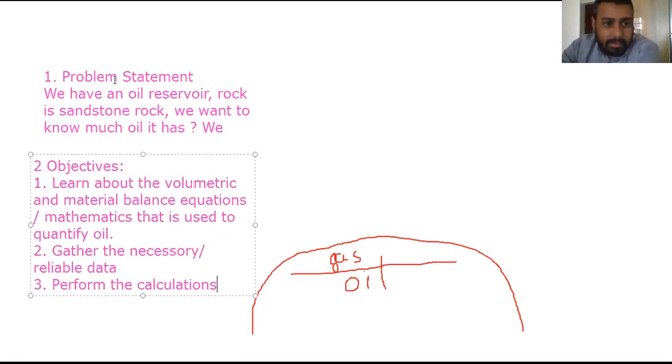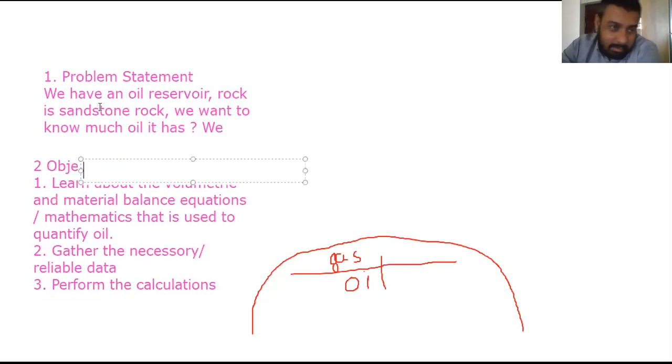Now we have a problem. We want to quantify the oil here, and because of this problem statement, we have these objectives. But how are these objectives achieved? Many of you may not know what the volumetric method is. Let's say I don't know what the volumetric and material balance equations are, or what mathematics we can use to determine the amount of oil here, or what calculations we are going to do. So in this case, I will go back to the lecture.